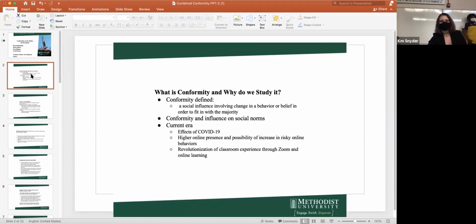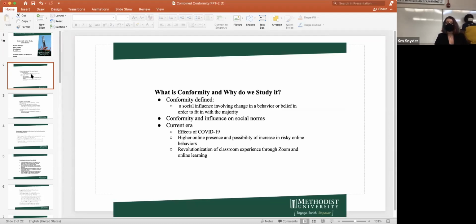So, first of all, in order to understand our study, we need to ask the question, what is conformity and why do we study it? The definition of conformity is a social influence involving change in a behavior or belief in order to fit in with the majority. As this is so, conformity has a very obvious influence on social norms, as social norms are activities and behaviors that the majority has deemed acceptable in society.